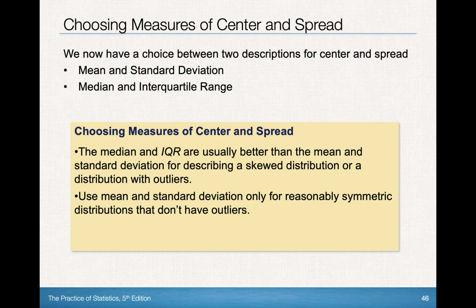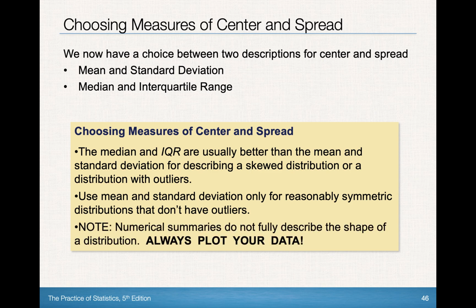and standard deviation to describe the distribution. Okay, to describe the center and the spread. Okay, so again, if it's skewed, you use median and IQR, and if it is roughly symmetric, you use mean and standard deviation. Okay. Numerical summaries do not fully describe the shape of a distribution. Always plot your data. Okay.